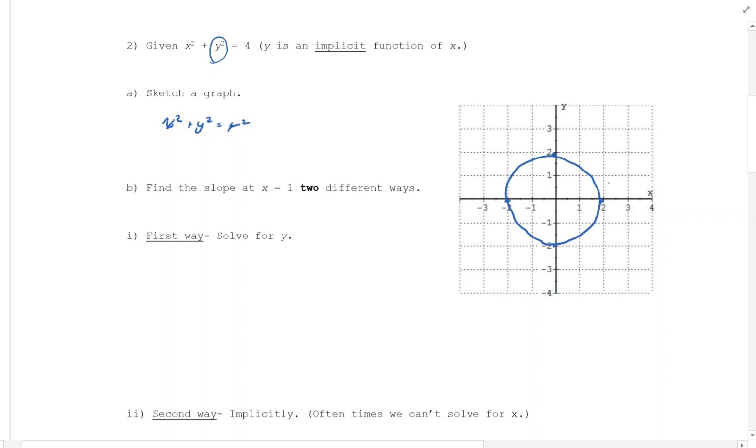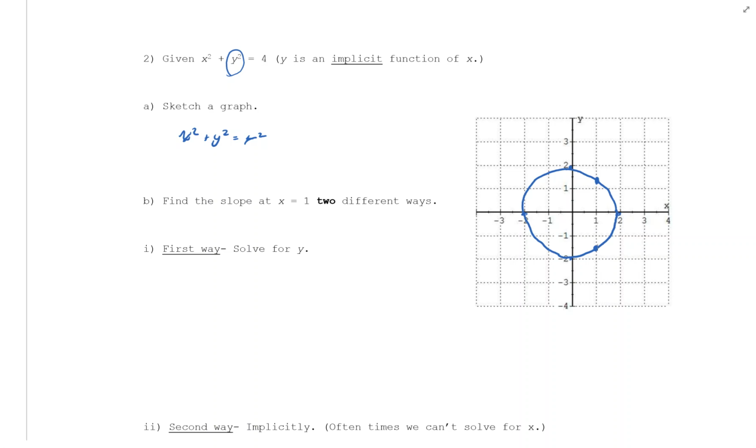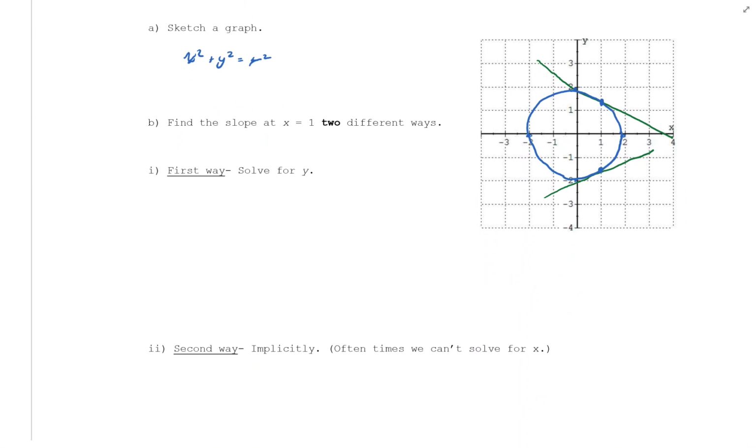Sketch in the circle, and if I were asking about the slope at x equals 1, I'd find that there are two different points at x equals 1. I've got this point up here and this point down here. If I wanted to draw a tangent line at either of those points, I'd have a tangent line that looks something like that, and another one looks something like that. So I've got two different slopes. The upper line has a negative slope, and the lower tangent line has a positive slope. If I wanted to find that slope, the first way would be to solve for y.